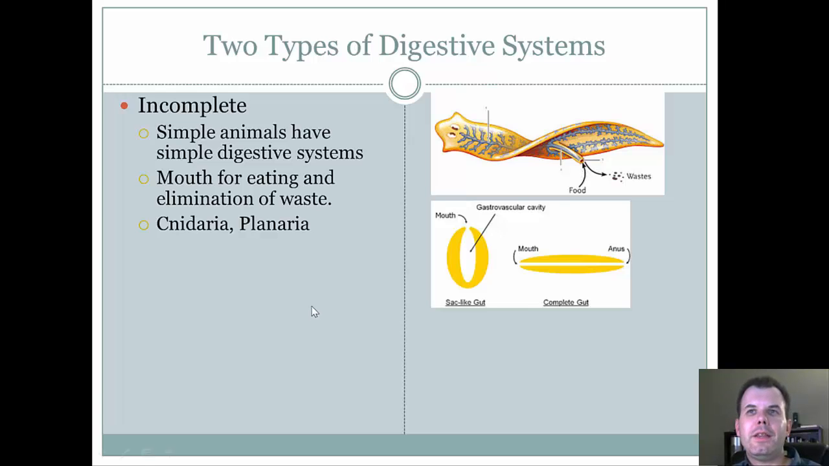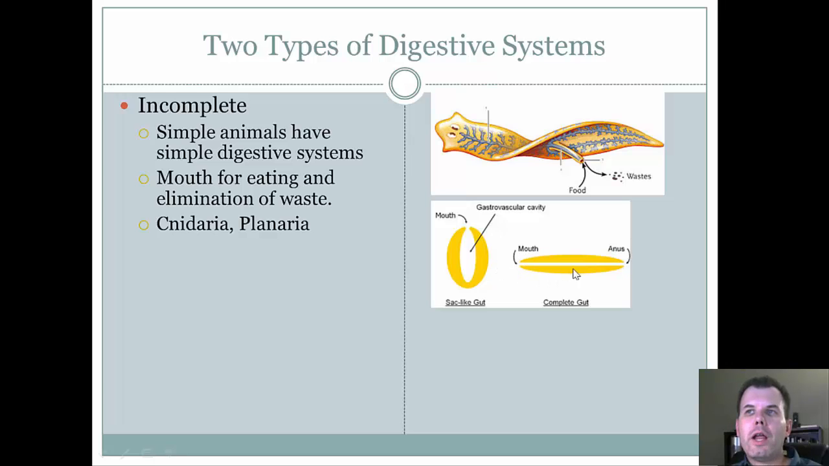We see it in the cnidaria, which are the jellyfish, and the planaria, which are the simple worms. Basically an incomplete system means you have a gut and a mouth, and the waste goes out through the mouth. So the mouth has two purposes in this case, not only ingestion but also elimination.